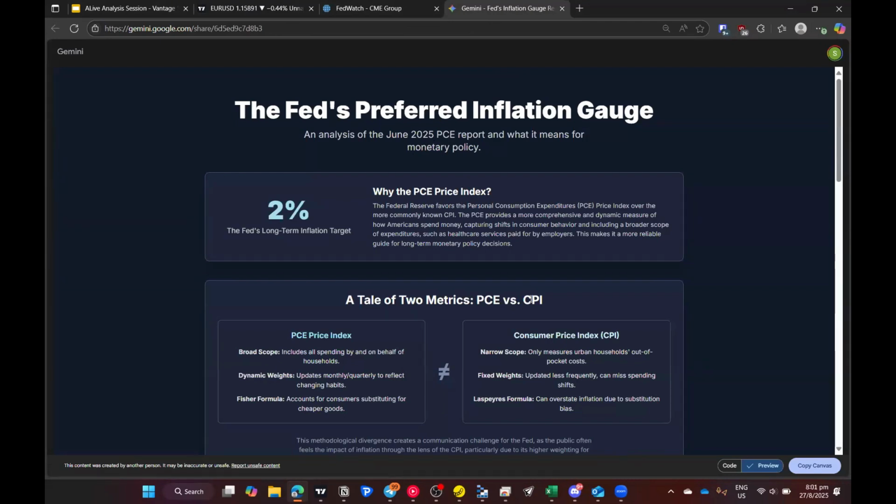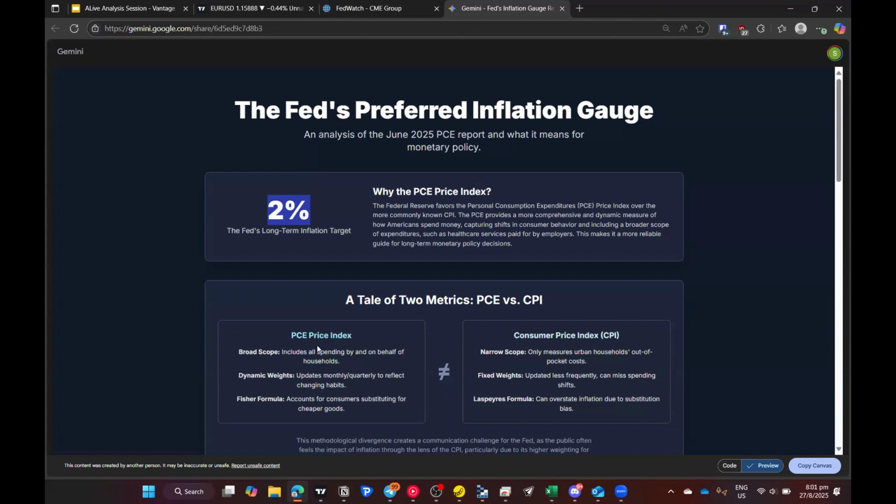But the key idea is that the key number is 2%, which is the Federal Reserve long-term inflation target. And this 2% basically means that prices should rise by 2% annually, right? Prices across products should rise by 2% annually. And that is basically a healthy number to watch out for.